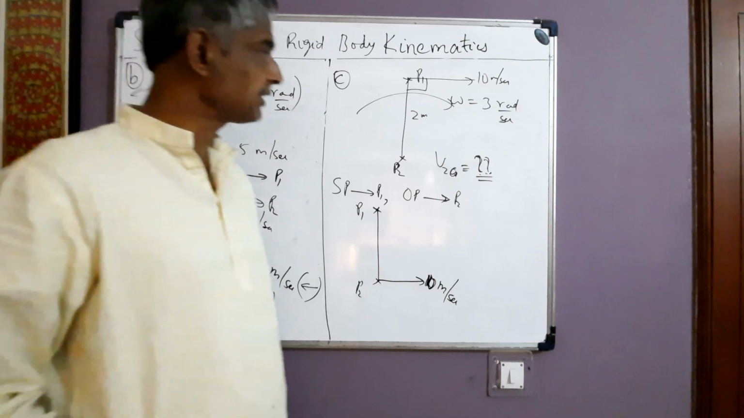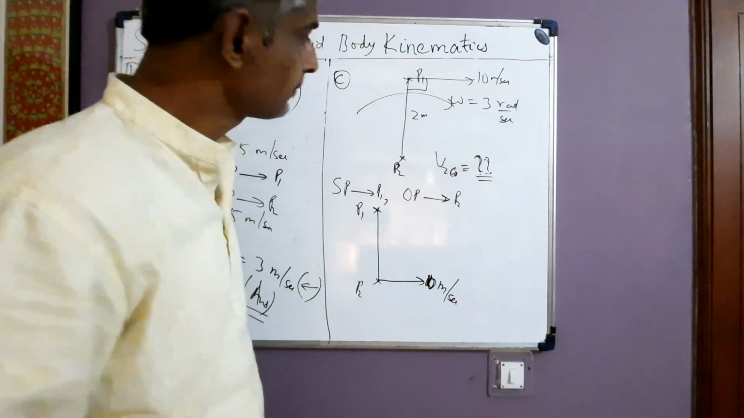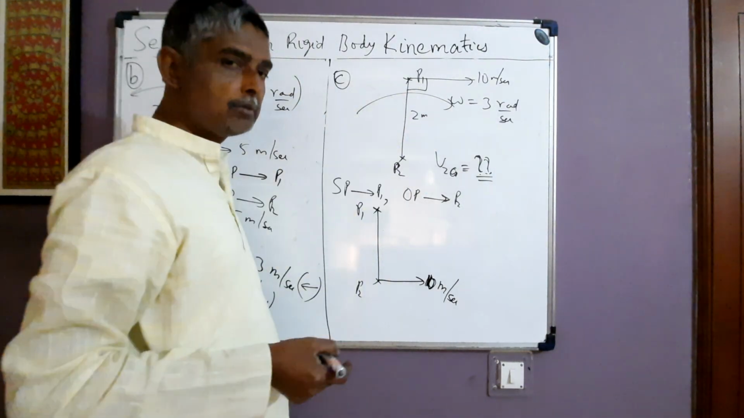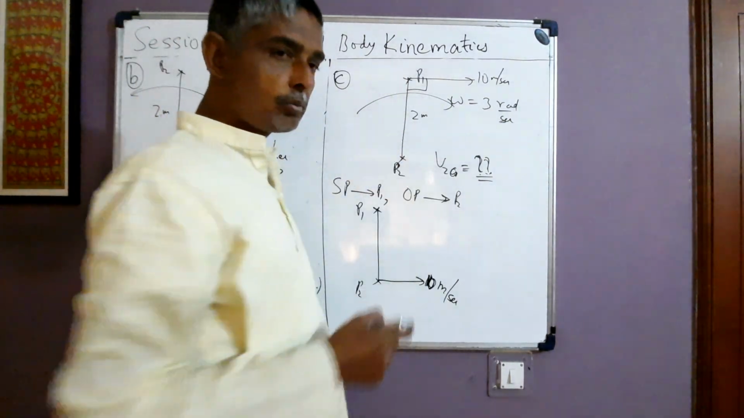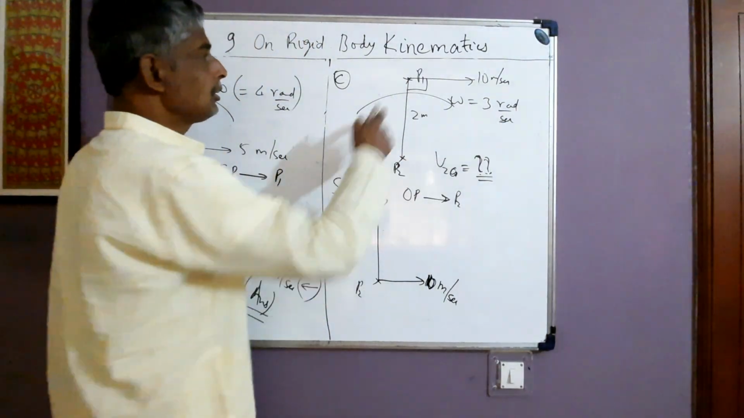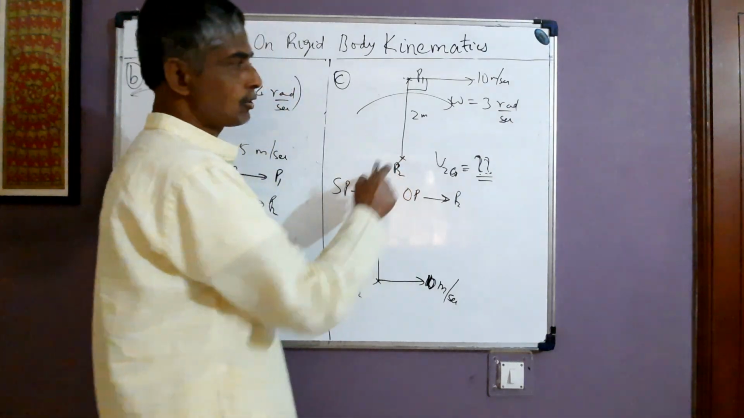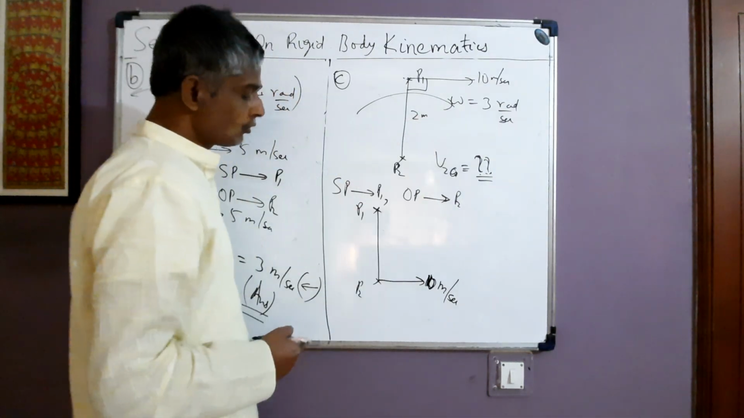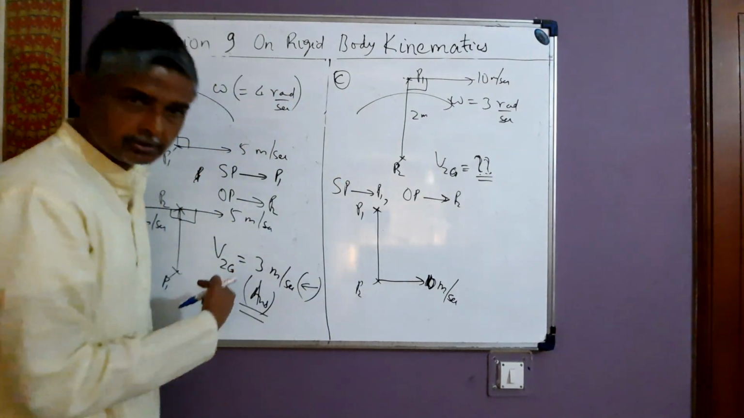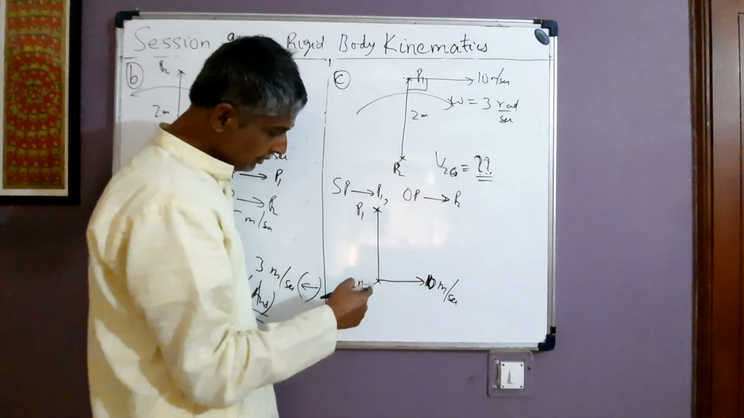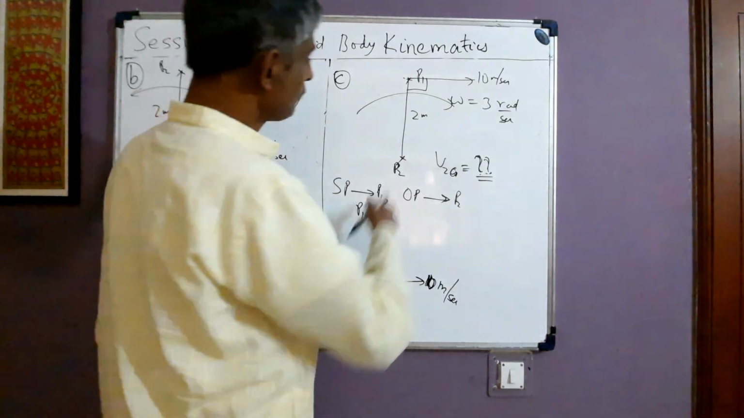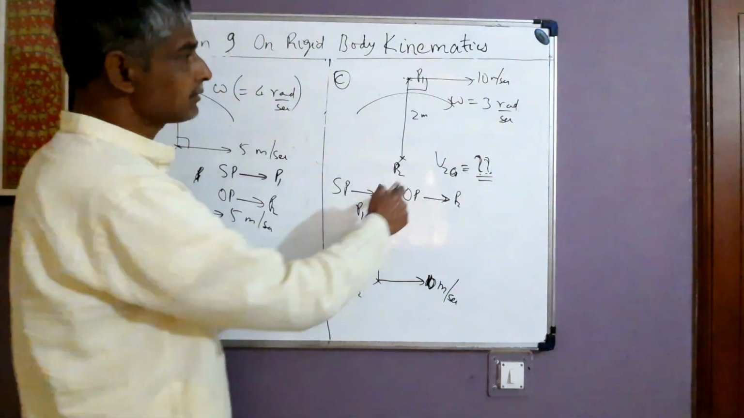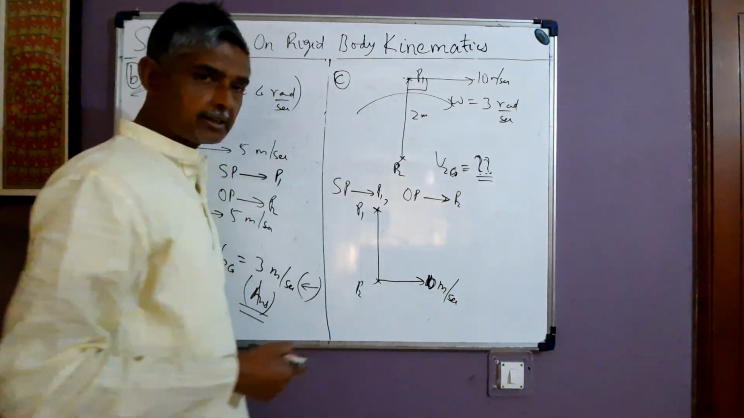Now we write down the sentence. Omega is clockwise, OP is P2, SP is P1. So P2 moves in a clockwise circle with center at P1 and radius 2 meter. Now if P1 is the center and P2 is moving in a clockwise circle, omega should be in which direction? Leftward. See, this is the center. P2 is moving in a clockwise circle with center at P1. We should give a velocity of omega r to P2. Omega r will be how much? 3 into 2, 6 meter per second.